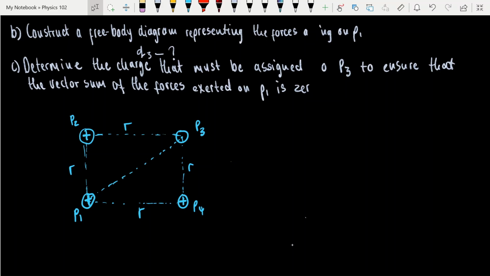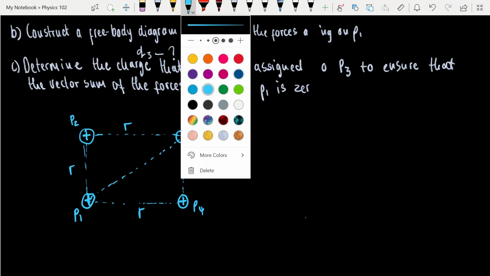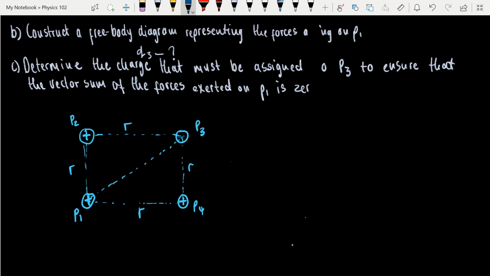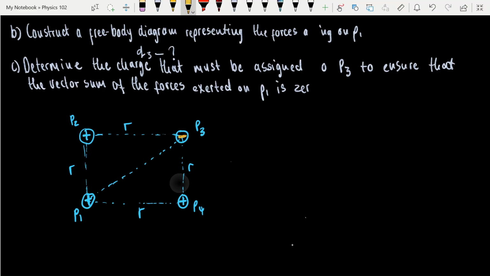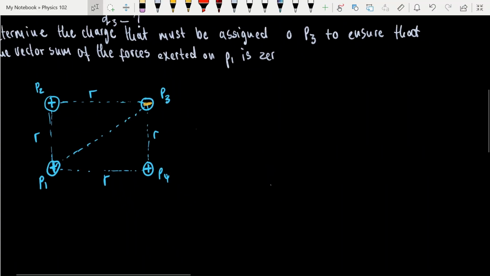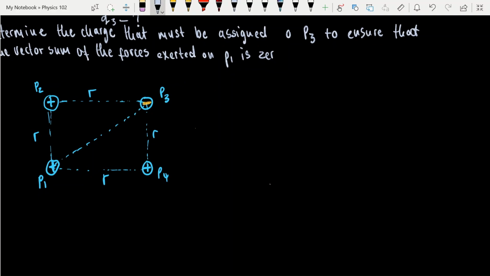So in this case, I could guess that the charge on P3 would be negative. If my answer is wrong, I'll see when we do it. So I'm guessing that the charge on P3 would be negative, different from these other guys. And once I have it like this, I'm done. So this is going to be my first diagram. Then what else do they want?